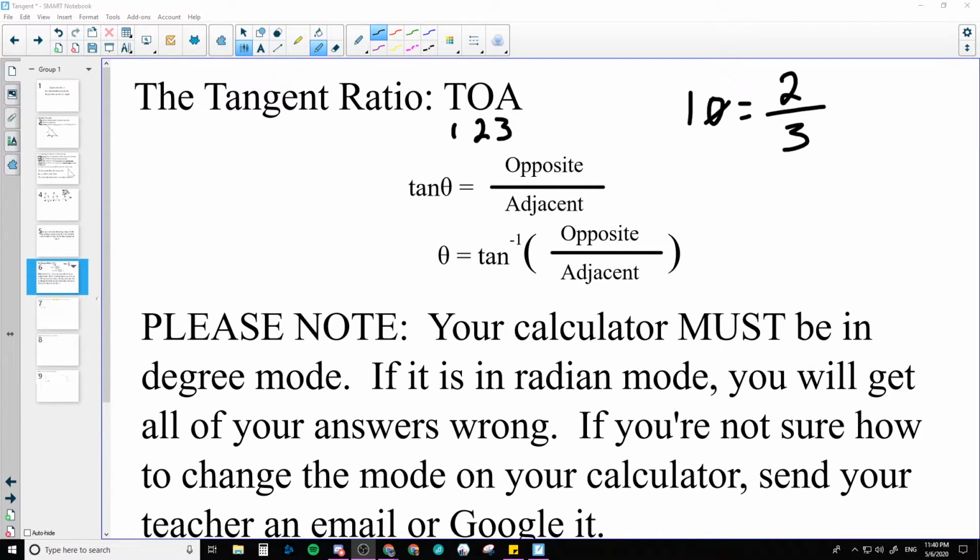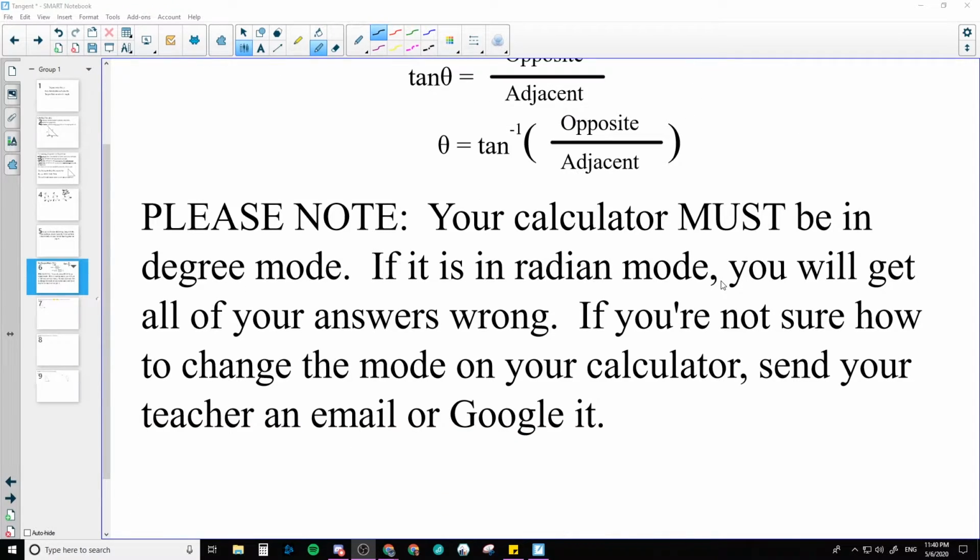So also of note, when you are using a calculator for this, it is very important that you make sure your calculator is in degree mode. If it is in radian, you will get all of your answers wrong all of the time. If you're not sure how to change the mode on your calculator, send your teacher an email or Google it. There should be guides available telling you what buttons to press. Normally, it's just a mode button.